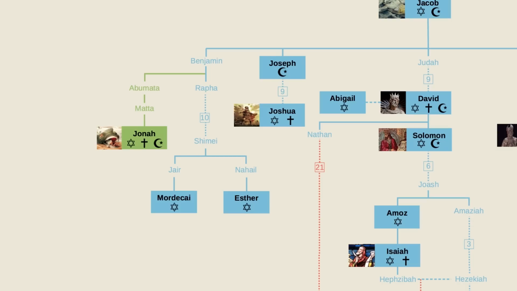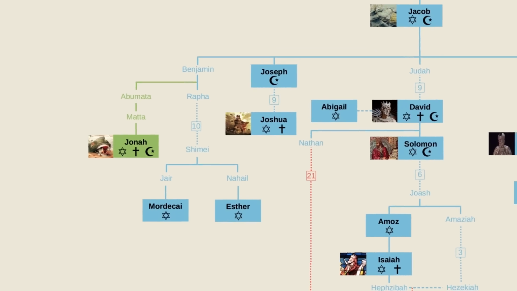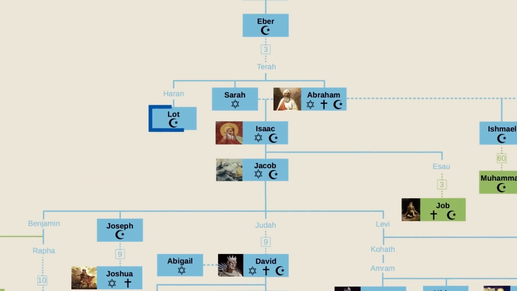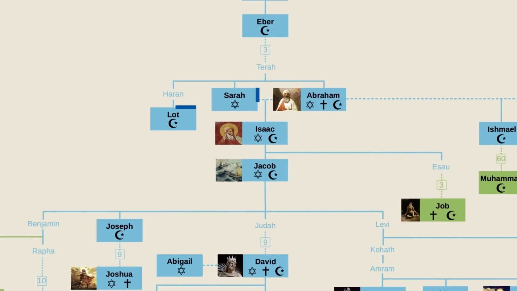In addition to this, the three symbols provide information on how each person is venerated in each tradition. So, if there's a Star of David, that person is a prophet in Judaism. If there's a cross, that person is a saint in Catholicism. And if there's a crescent moon, that person is a prophet in Islam. So note that Lot is considered a prophet in Islam, but not in Judaism. Likewise, Sarah is a prophet or prophetess in Judaism, but not in Islam.